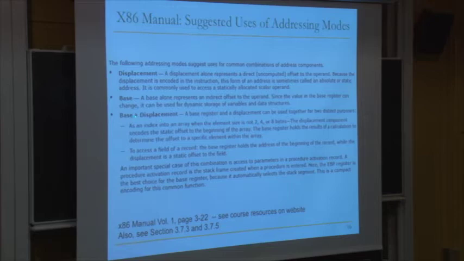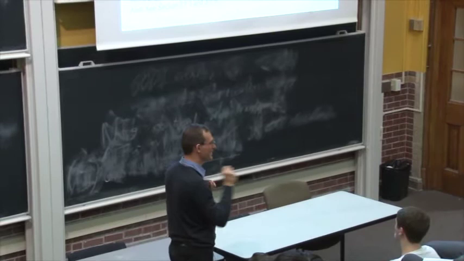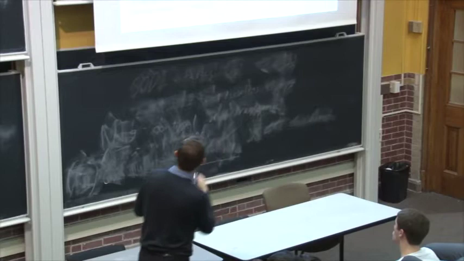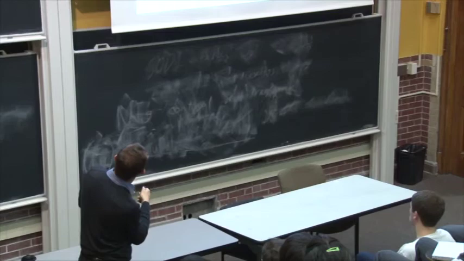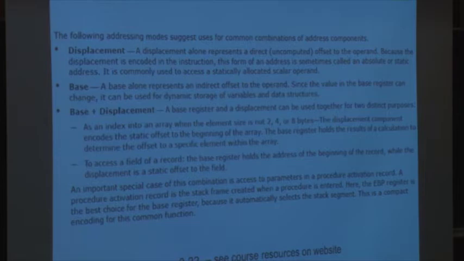This is just to give you what kind of access patterns can be supported. Like base plus displacement, you probably have a good idea of why that's a good thing, right? Anybody, without reading that? Arrays, yes. If you want to index into an array when the element size is 1 byte, you can index nicely. If it's 2, 4, or 8 bytes, now you can have indexed access, which we will see next. In this case, the displacement component encodes a static offset to the beginning of the array. The base register holds the results of a calculation to determine the offset to a specific element within the array. You could do it this way, if you know the static address of the beginning of the array.